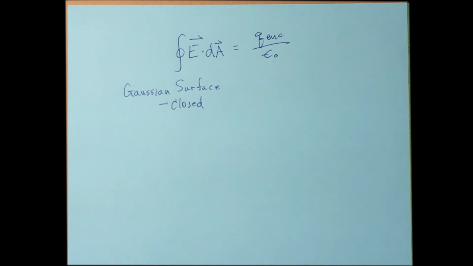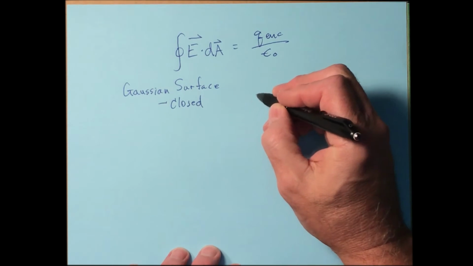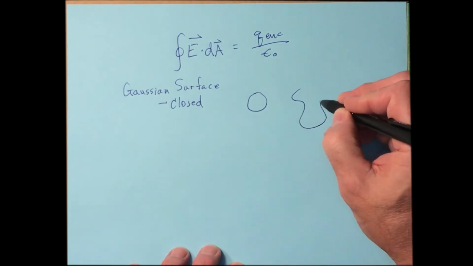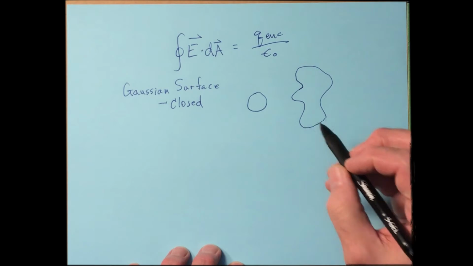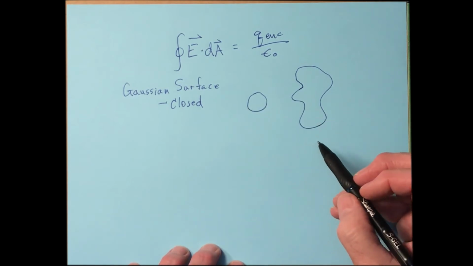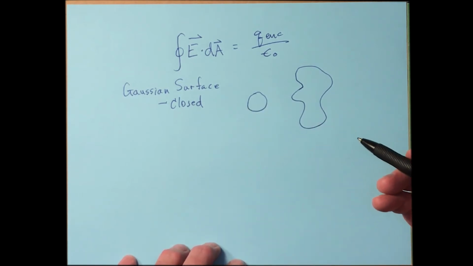Now, this imagined Gaussian surface is going to be 3D, and it's going to be a closed surface. So as you can imagine, there's probably going to be a limited number of cases where the geometry is going to allow us to get explicit solutions using Gauss's law. The shape of the Gaussian surface can technically be any shape. It could be a nice round sphere, or it could be something weird shaped like that. Either one of those is allowed by Gauss's law, as long as it is a closed three-dimensional surface.